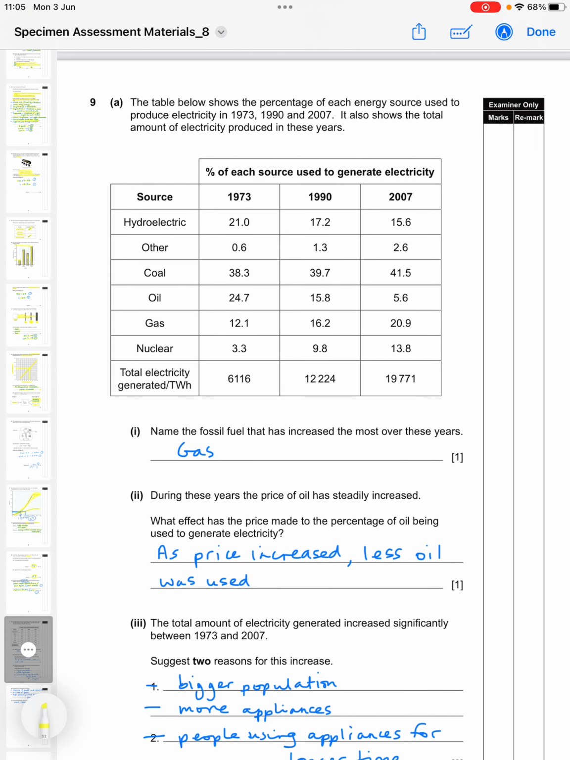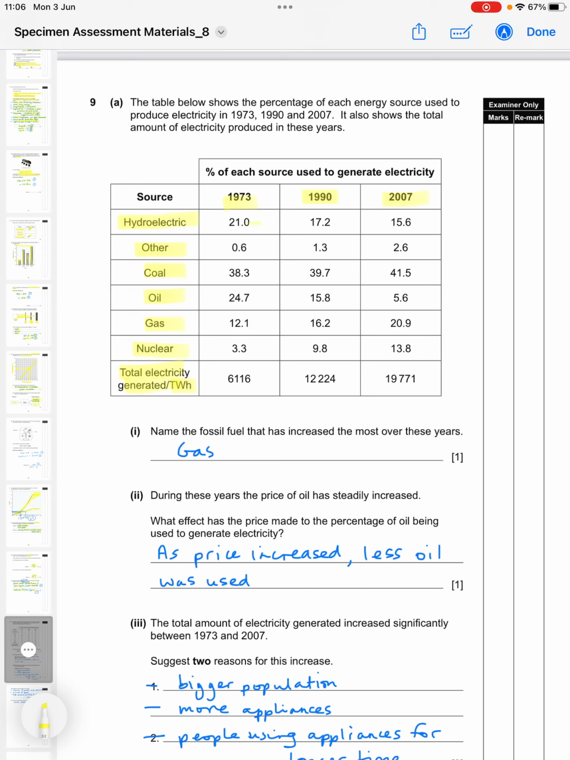Then the table shows the percentage of each energy source used to produce electricity in 1973, 1990 and 2007. It also shows the total amount of electricity produced in these years. So we've got the sources here: hydroelectric, other, coal, oil, gas, nuclear, and then the total electricity generated, and that's TWh, terawatt hours. And then the different years: 1973, 1990 and 2007. So it says, name the fossil fuel that has increased the most over these years.